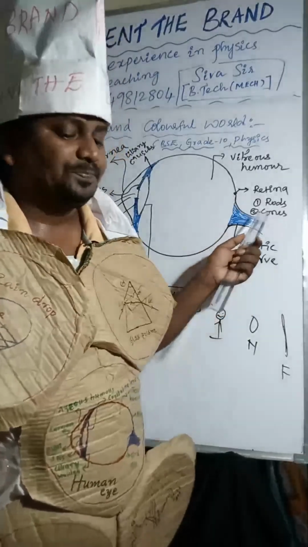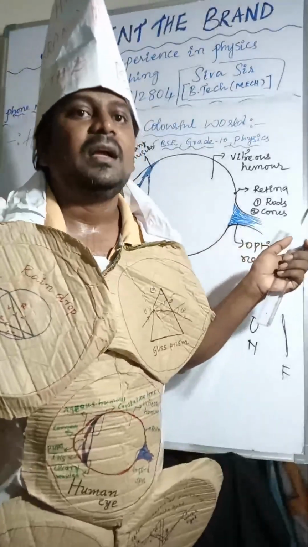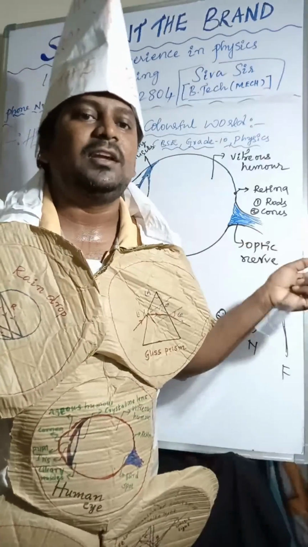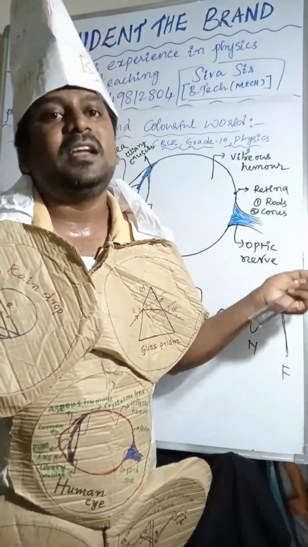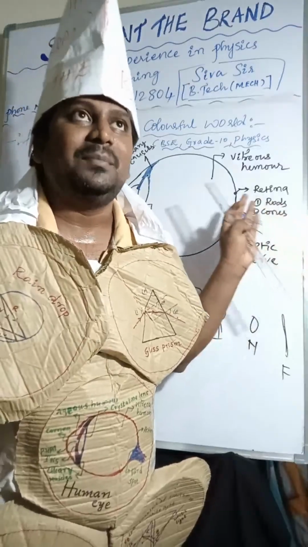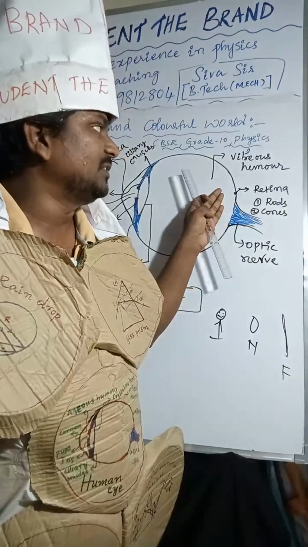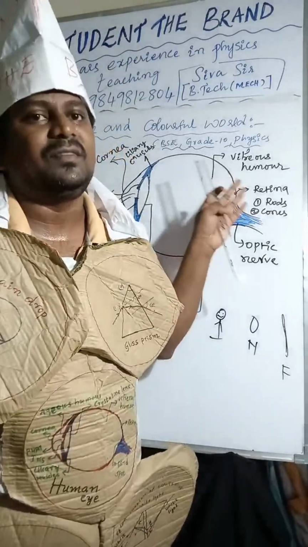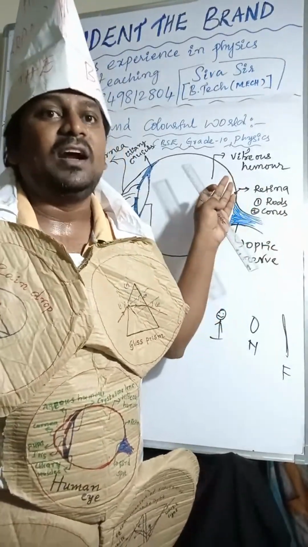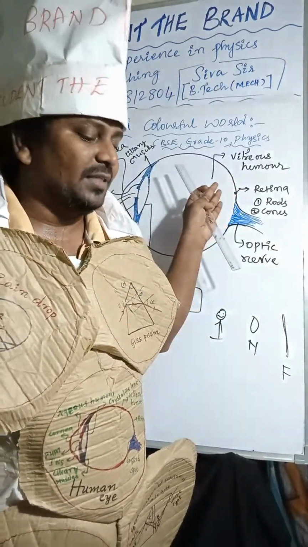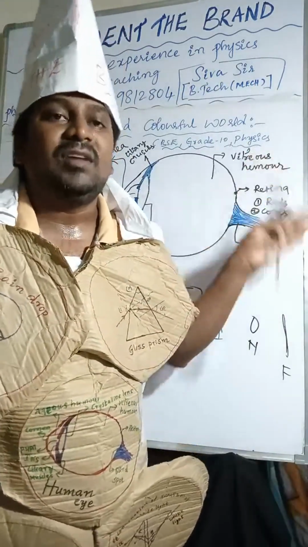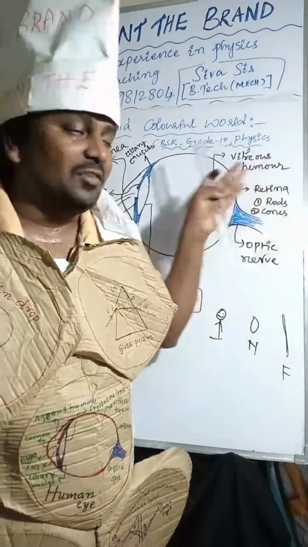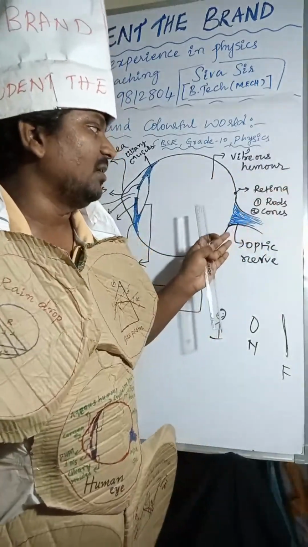And coming to the optic nerve. Whatever image is forming at the retina will be converted into electrical signals, and that will pass to the brain through the optic nerve.